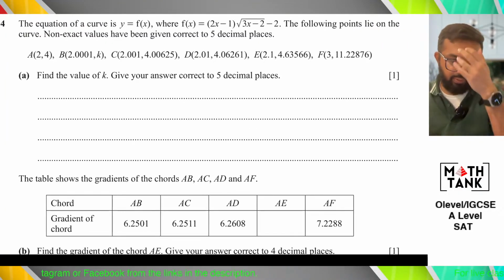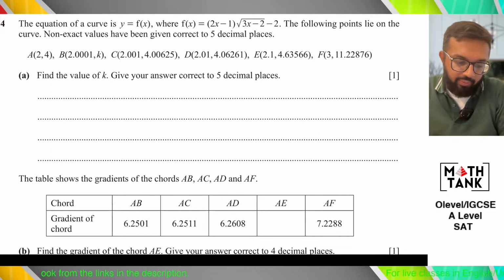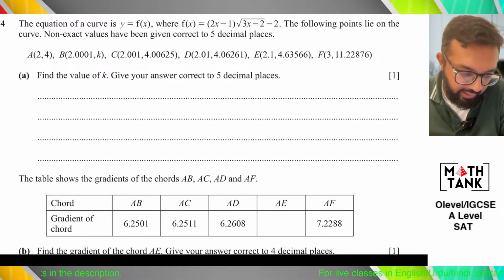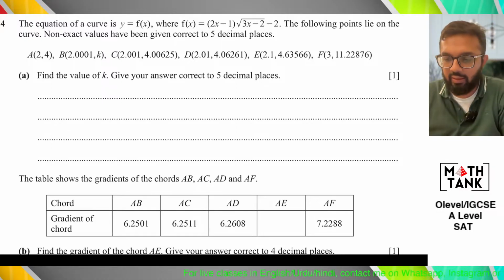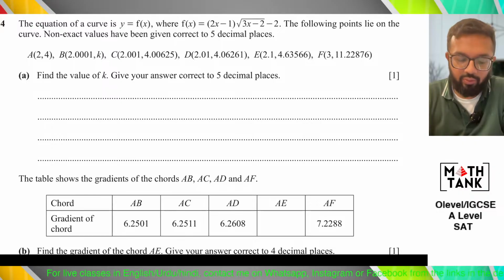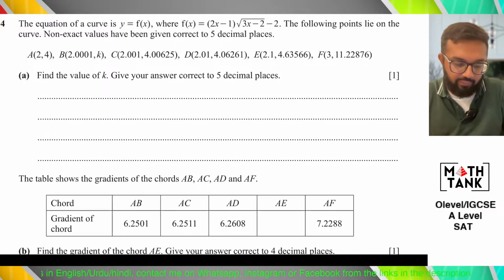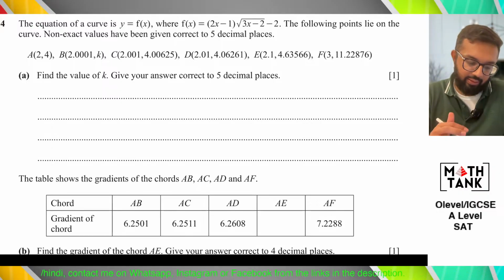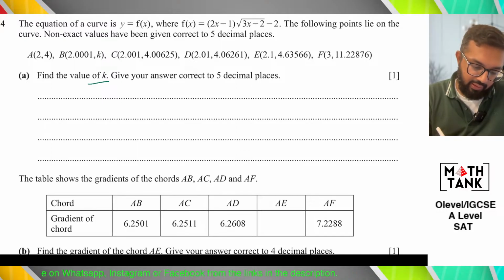Question number 4, the equation of a curve is this, where f of x is this. The following points lie on the curve, non-exact values have been corrected to 2 decimal places. When a question like this comes up, it's probably from differentiation, and this is a derivation of differentiation. It's called differentiation by first principles that you need to have an understanding of. Okay, find the value of k correct to 5 decimal places. Non-exact.